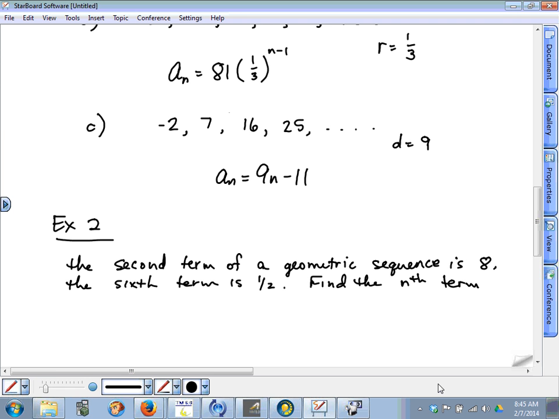Now, we know it's geometric, so it is going to have a common ratio, but because the sixth term is smaller than the second term, what does that mean about our common ratio? It's a fraction. Now this one may be able to be solved just by simple observation, but I'm going to show you the algebraic way because you may be faced with a problem that can't necessarily be solved just by simple observation. So you should know the algebraic approach to this.